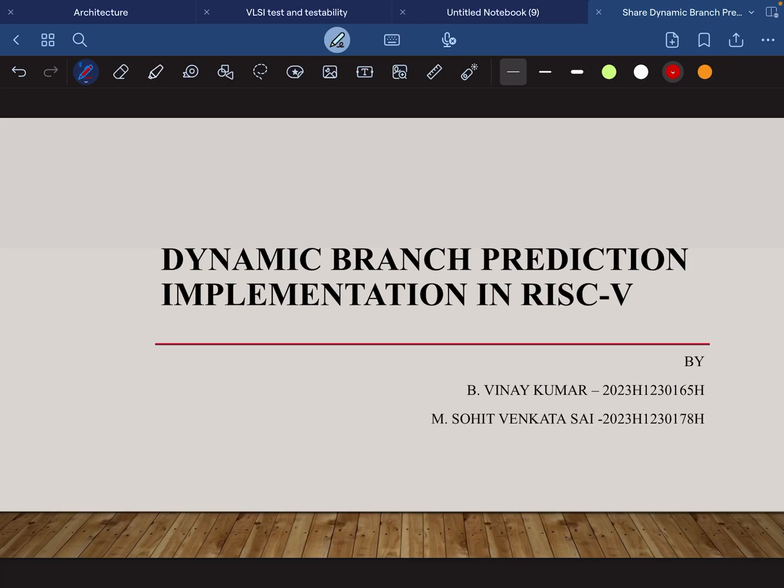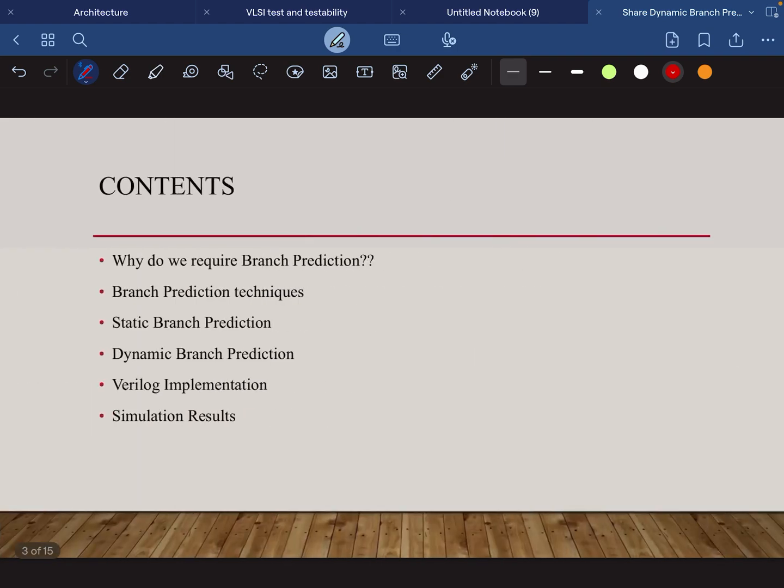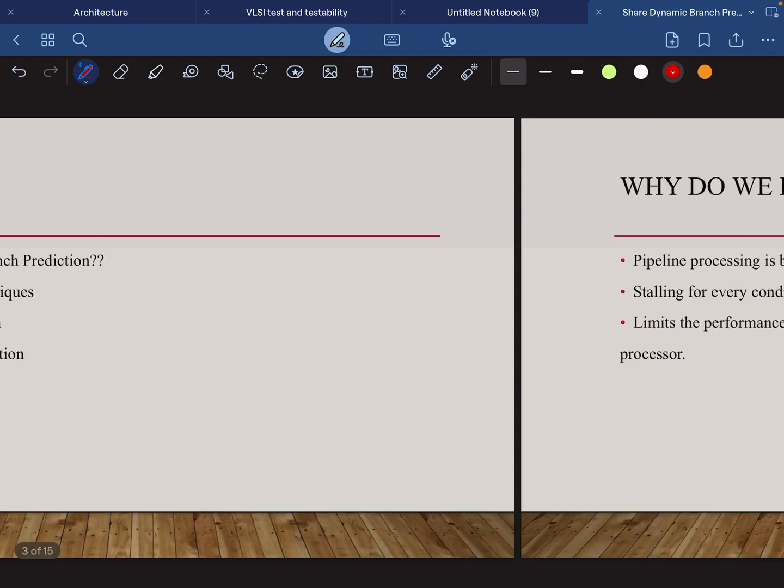This is Vinay Kumar. Today we are going to discuss dynamic branch prediction in RISC-V. So let us discuss the contents. First of all, why do we require branch prediction? What are the kinds of branch prediction? I mean, basically, what are the schemes? And then lastly, we'll see the Verilog implementation and then the simulation results.